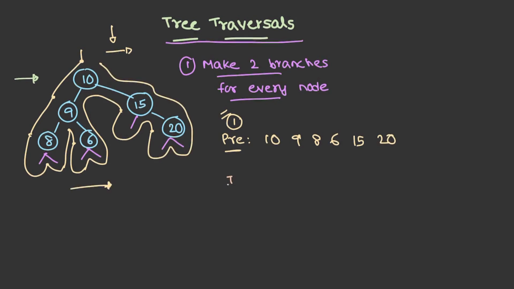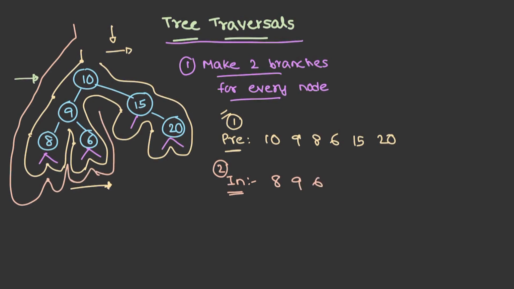Let's write the in-order traversal for the same tree. In-order traversal should be written when we visit the node for the second time. So I start top down, left to right. I have not visited any node for the second time yet. Here I am visiting 8 for the second time, so 8 has to be written. And then I am visiting 9 for the second time. Then 6, 10, 15, 20, and that's it.